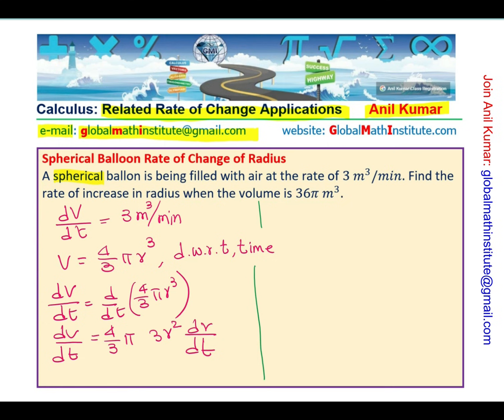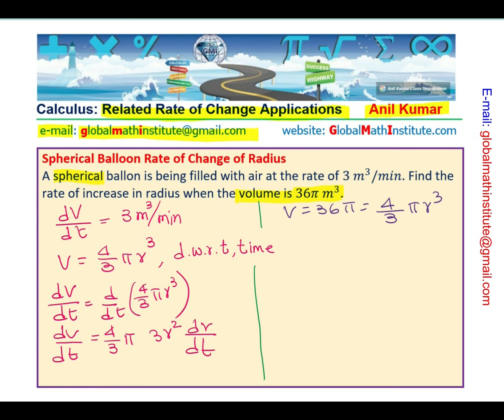One more piece of information is given, which is find the rate of increase in radius when the volume is 36 pi meter cube. So at this instance, when the volume is 36 pi meter cube, what is the radius? This is what we need to figure out. So the volume is 36 pi and it is related with radius by 4 by 3 pi r cube. So cancel pi and pi. So r cube is equal to 36 times 3 divided by 4.